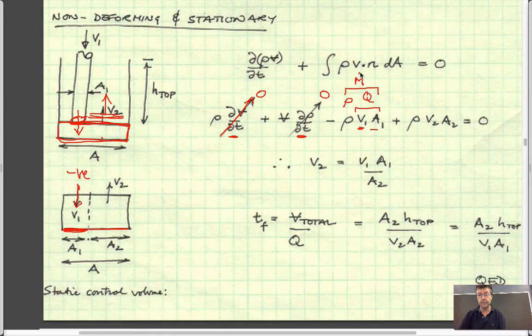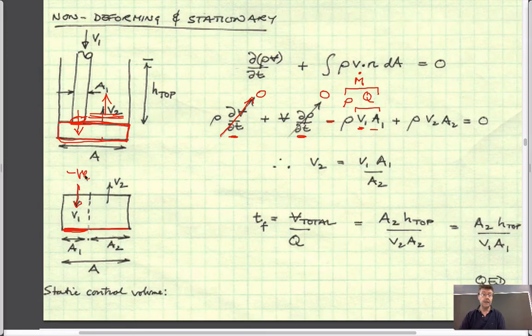And in our sign convention, because it's physically going into the system, it's negative. And so we don't have to deal with dot products because it's orthogonal to the surface. So that's the one that's going in.